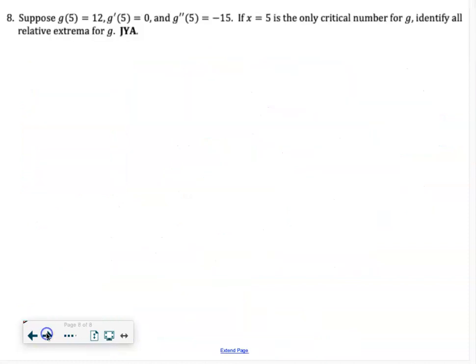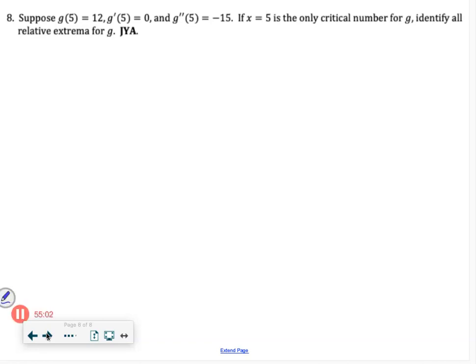All right. Last problem, which takes 5 seconds. You either knew it or you didn't. If g of 5 is 12, g prime of 5 is 0, and g double prime is negative 15, and x equals 5 is the only critical number for g, identify all relative extrema. Justify your answer. Relative extrema have to occur at a critical number. So x equals 5 is the only critical number, so that's our only relative max or min.